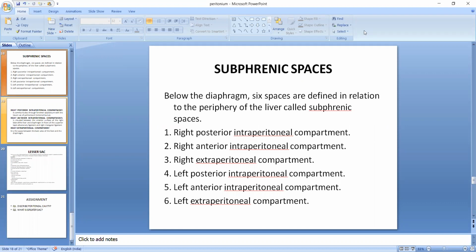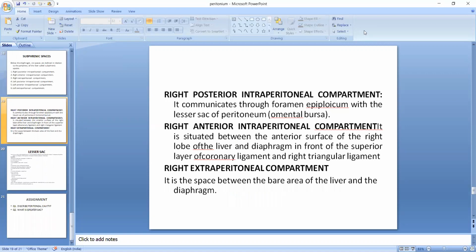Subphrenic spaces below the diaphragm. Six spaces are defined in relation to the periphery of the liver, called subphrenic spaces, and these spaces are the right posterior intraperitoneal compartment, the right anterior intraperitoneal compartment, right extraperitoneal compartment, left posterior intraperitoneal compartment, left anterior intraperitoneal compartment, and left extraperitoneal compartment.